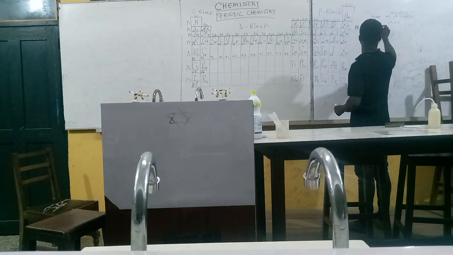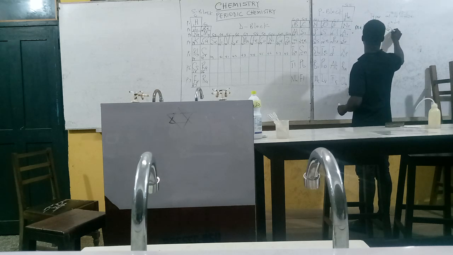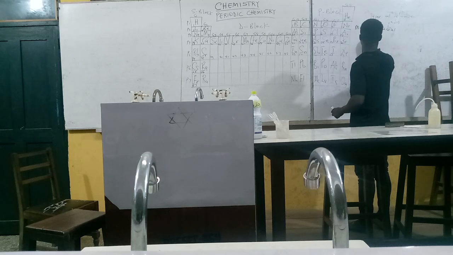We can also have the third type known as metallic radius. With metallic radius, let's look at how it looks.